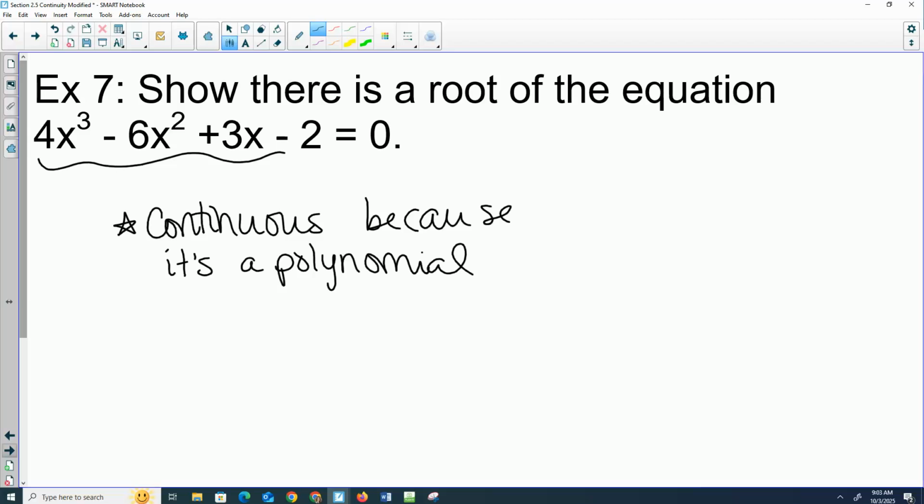Now we just need two different x values. Let's just pick one. If I put in 0, what do we get out? -2. So that gives me a negative answer. All right, I need an x value I can put in that gives me a positive answer. If I put in 1, still getting negative. What about when x is 2? So if I put in 2, 8 times 4 is 32, minus 24, plus 6, minus 2. We get 12.